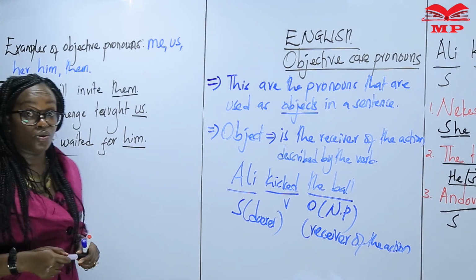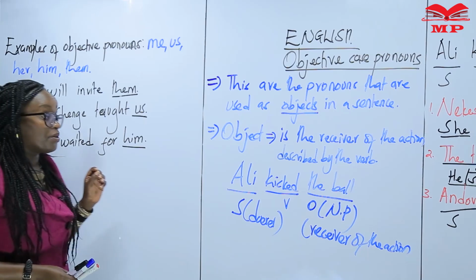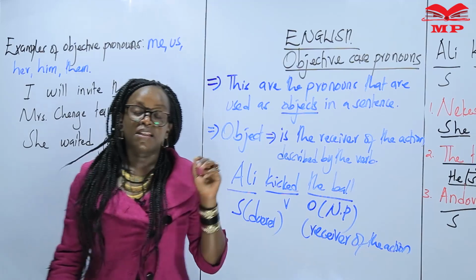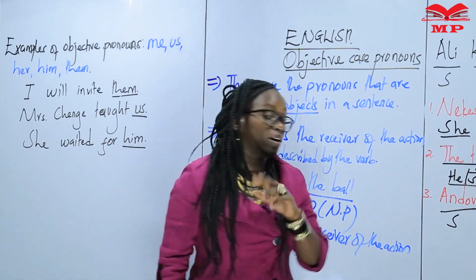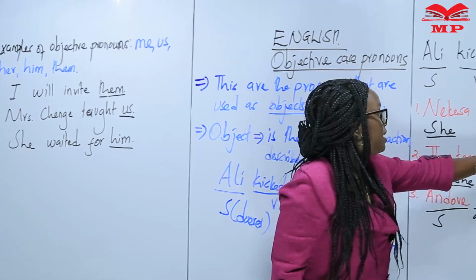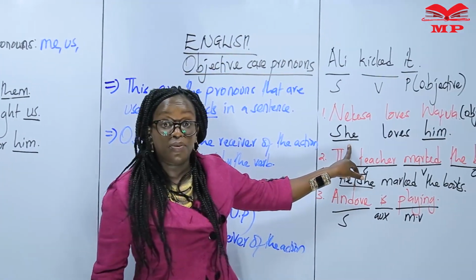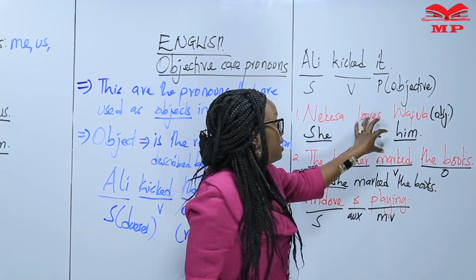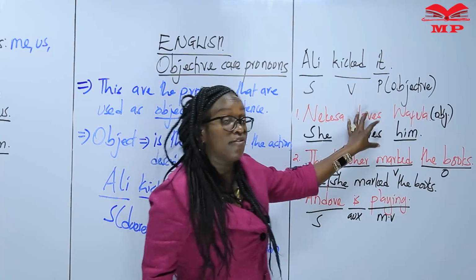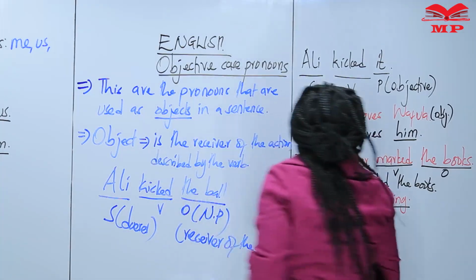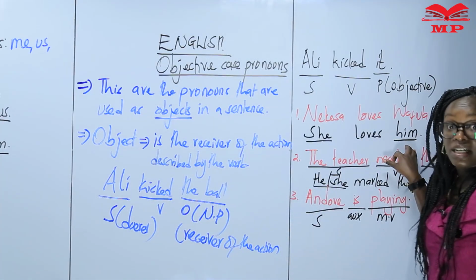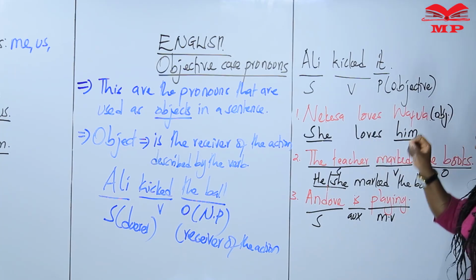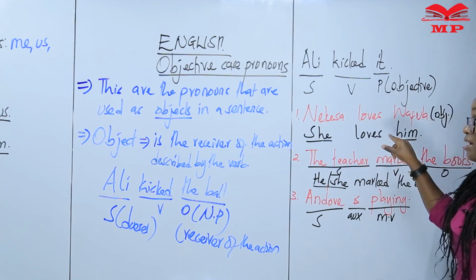Something else you should always look out for: when we were talking about the subjective pronouns, we said that the subjective pronouns always precede the verb. That is, they always come before the verb. Look at this sentence here. She loves him. Here, she is a pronoun in the subjective case, and the verb in this sentence is loves. You notice that she comes before loves. Then look at him. Him here is an objective pronoun, but it comes after the verb. So the objective pronouns behave the opposite of the subjective pronouns.